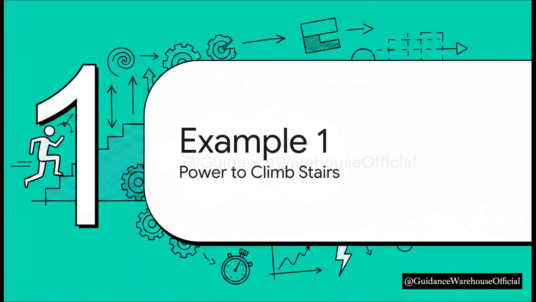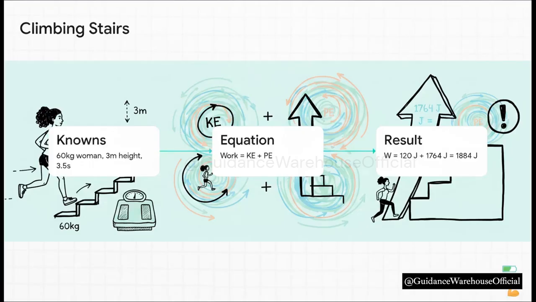Let's look at example 1, calculating the power to climb stairs. Let's actually map this out with some math to see how it works in practice. Picture a 60-kilogram woman. She starts from rest and just sprints up a 3-meter-high flight of stairs in exactly 3.5 seconds. By the time she hits the top step, she's moving at 2 meters per second.